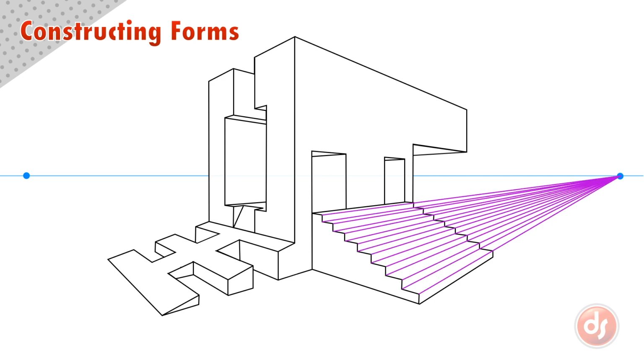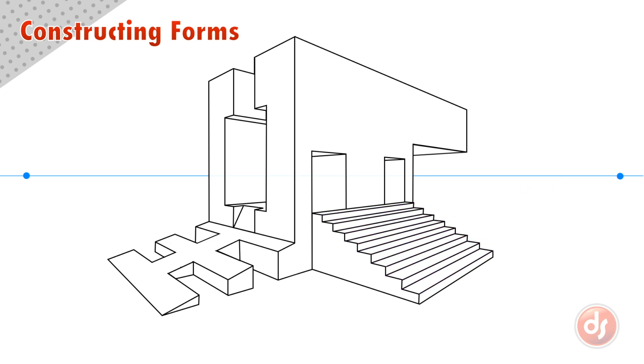Next, we connect the front and back corners of each rise and run with lines to the vanishing point, and we have our stairs. But since we raised the entrance, we need to draw perspective lines from the top of the stairs to create depth.